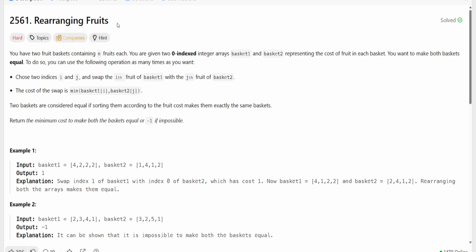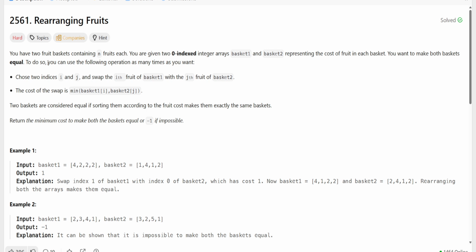So today we are going to understand the Rearranging Fruits problem from LeetCode, and this is a really tricky problem. I will break it down in very simple steps so you will understand what it is asking and why the solution will work, right?